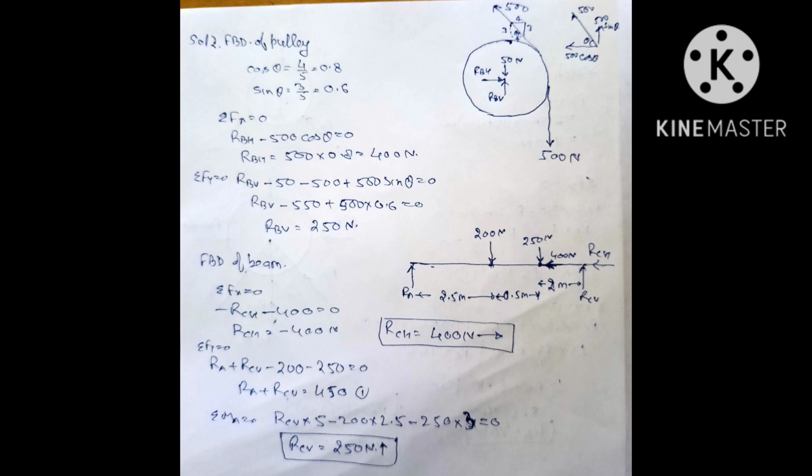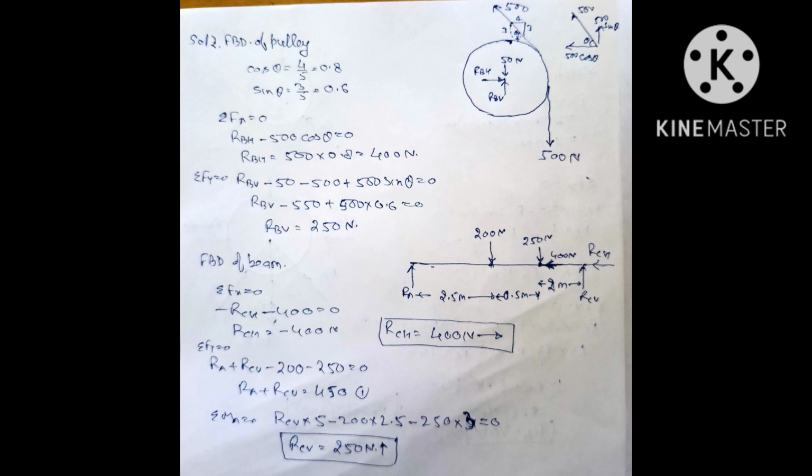Now make the equation for sigma MA equal to 0. Sum of all moments about point A equal to 0. So the moment of RA and the moment of RCH, the moment of the 400 Newton horizontal force will be 0, since their lines of action are passing through that point only. Now RCV will try to rotate the body in the anti-clockwise direction, and the 250 and 200 Newton forces will try to rotate the body in the clockwise direction. So RCV's moment will be positive and the 200 and 250 Newton moments will be negative.